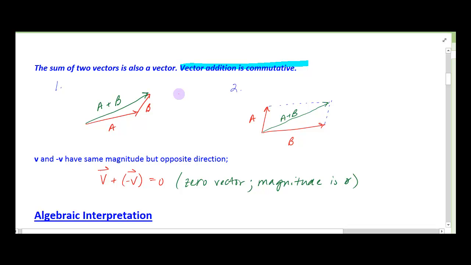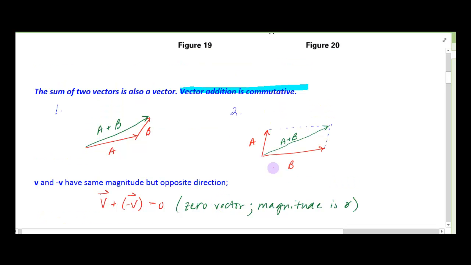Here I have another concept which states that if I have a vector and its negative vector, or vectors that have the same magnitude but are opposite in direction, the result would be 0. And that kind of makes sense, and we call this the zero vector. So those are just some terms that you want to understand before we get into the rest of the information about vectors.